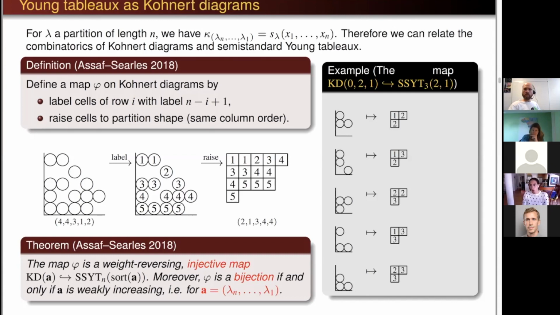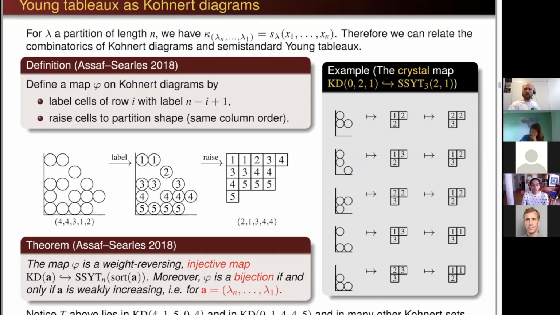I will say, if you don't want to reverse everything, and sometimes it's better not to have a weight reversing map, you can compose with the Schützenberger involution that sort of, and Schilling will like this, it flips the crystal. So if we compose with the Schützenberger involution, then we get a weight preserving map that respects a lot of the structure.